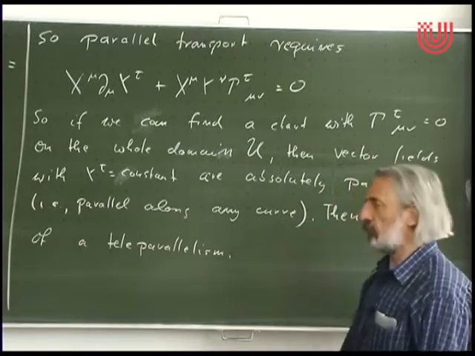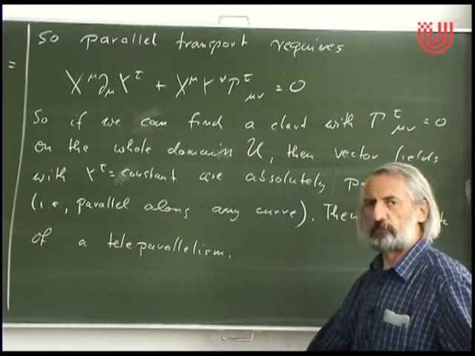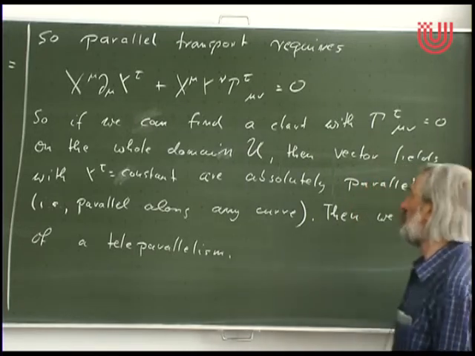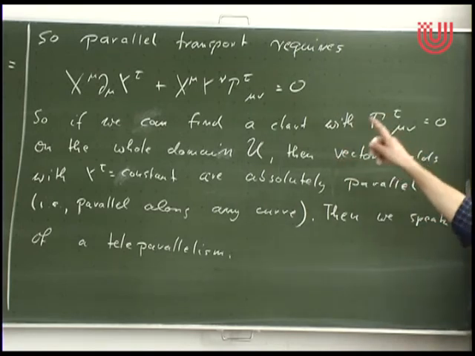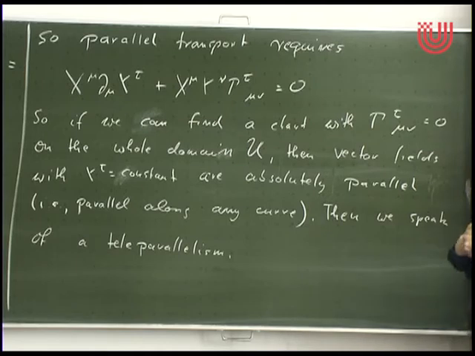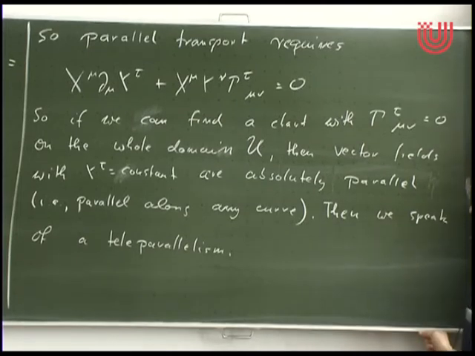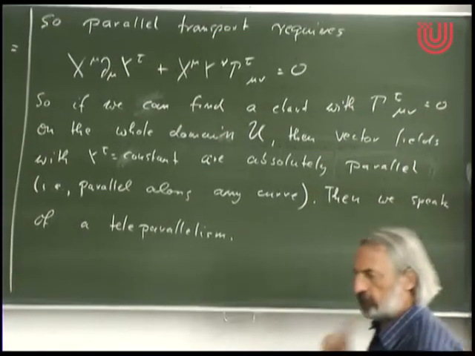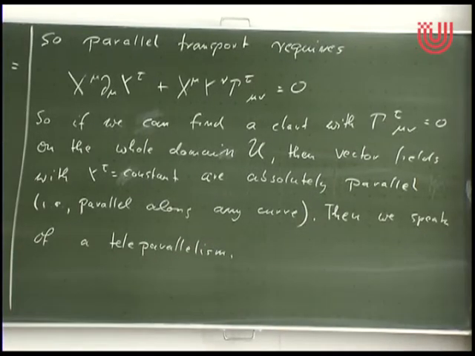And curvature will be a measure for the path dependence of the parallel transport. So in this case, where we have a teleparallelism, the curvature is 0. This is another way of putting this. But what we observe from this equation immediately is that if the gammas are 0, then we have an absolute parallelism, a teleparallelism. So let's keep this in mind. I come back to this in a minute.